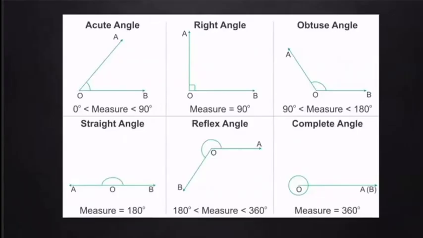So we have acute angle, meaning the measure of the angle is between 0 to 90 degrees. Then we have the right angle, which means it has a measure of 90 degrees exactly. And we have the obtuse angle, which is more than 90 degrees.